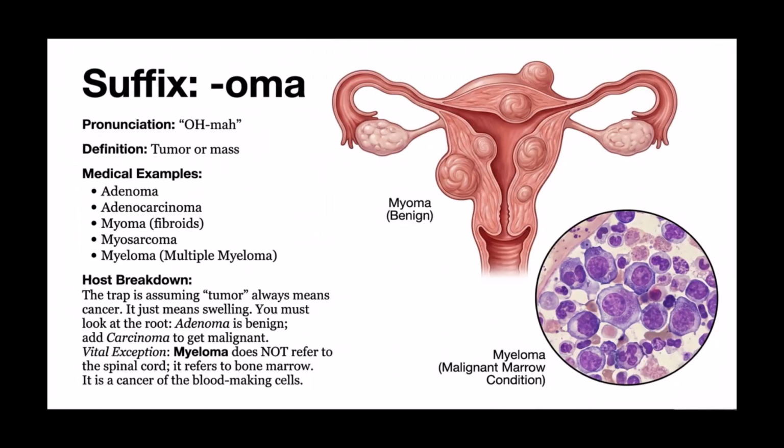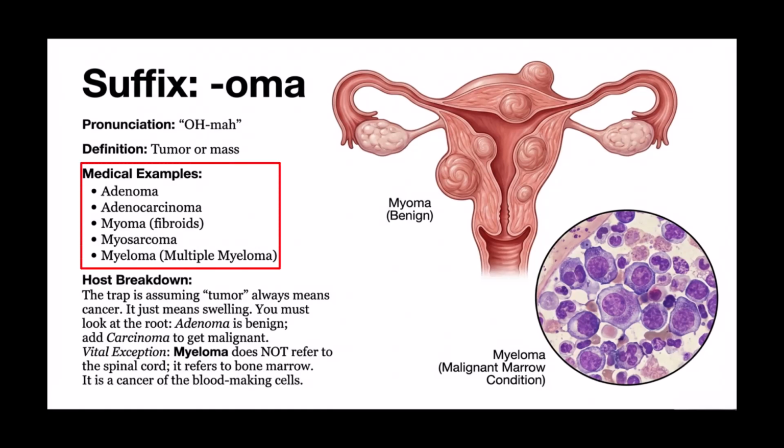Okay, we need to flag this next one. It's a real trap for students. Oma. Definition: tumor or mass. And the trap is that everyone assumes oma means cancer. And that's a dangerous assumption. Oma is just a mass. It can be benign, totally harmless, or it can be malignant. You have to look at the root word. Let's take adenoma.